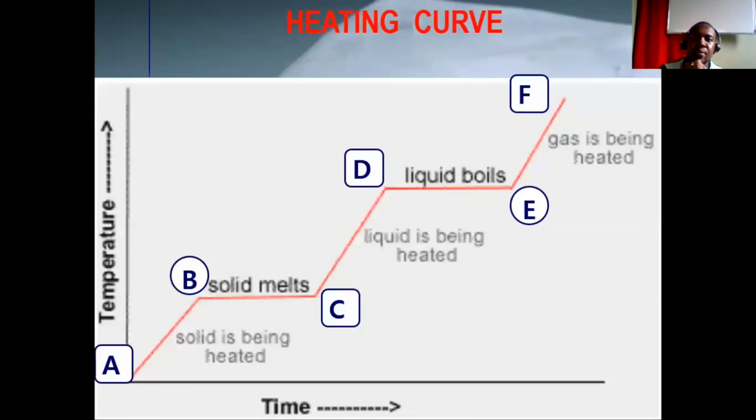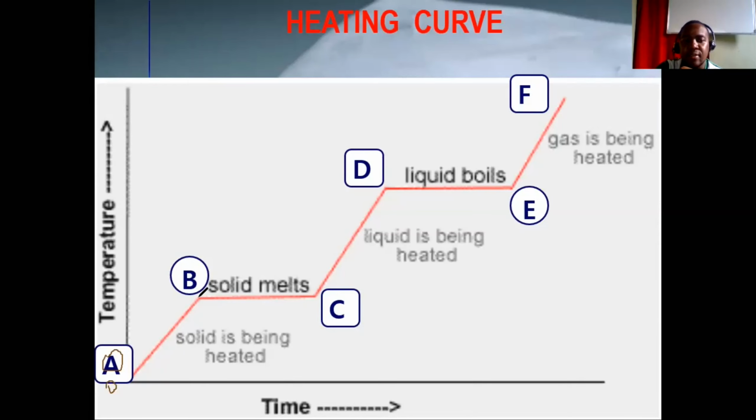All right, so let's look now at our heating curve. The heating curve gives us what happens when temperature changes over a period of time. We start from point A with a solid object. Let's use ice. At point A we have ice at 0 degrees, right here. And then as time changes, we're going to add heat to that ice.